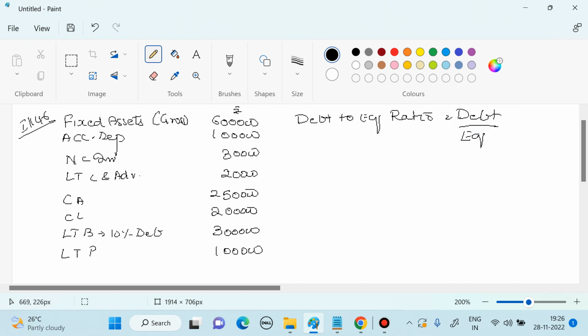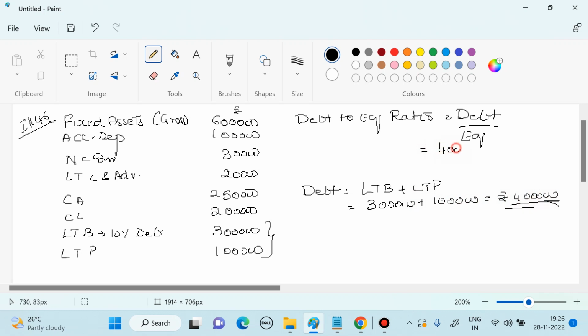Now debt calculation is quite simple. We have the long-term borrowing and long-term provision available here. So debt is long-term borrowing plus long-term provisions. 3 lakh plus 1 lakh. That is rupees 4 lakhs. That was pretty simple. Now for the equity part, how do we calculate? So much information is given.